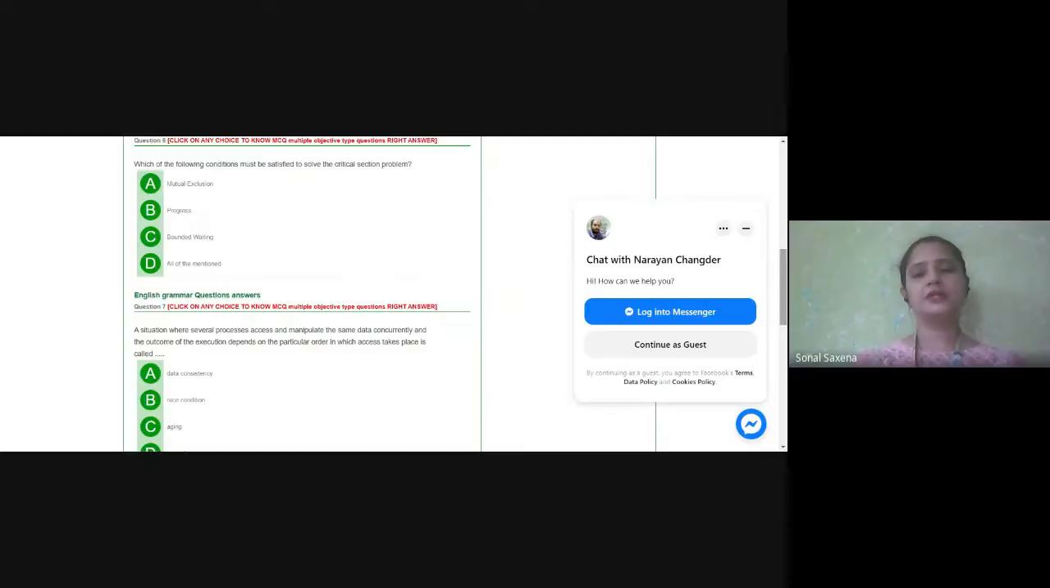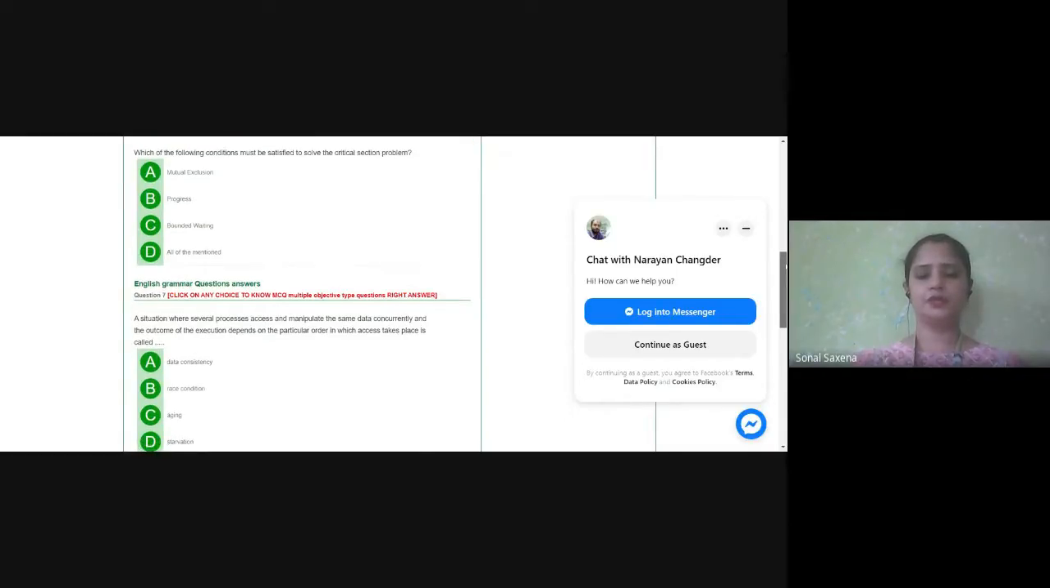We have discussed that we need to meet some important conditions if we want the critical section problem to be solved. So what are all the conditions that need to be met if you want to solve it? These are some of the options. Just think what answer should be correct. I hope that was a very easy question. You were able to answer this.